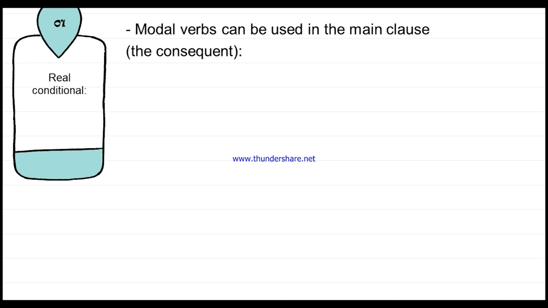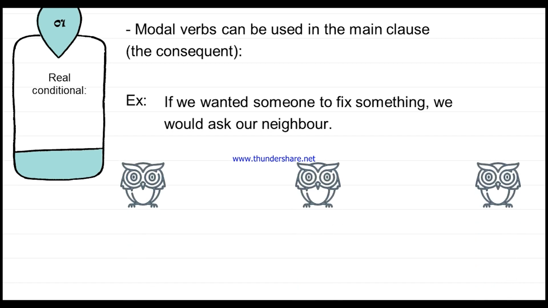And in the real conditional, modal verbs can be used in the main clause, the consequent. For example, if we wanted someone to fix something, we would ask our neighbor. So this is to show habit, the consistency of our action. Like in the past, if we wanted someone to fix something, we always asked our neighbor.